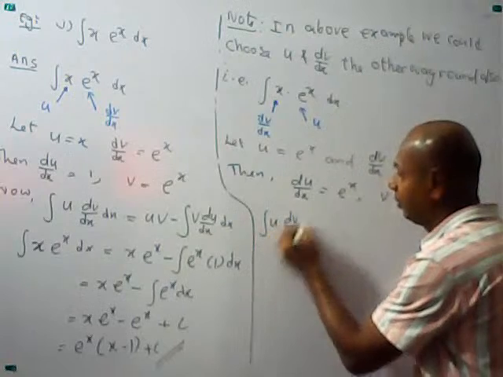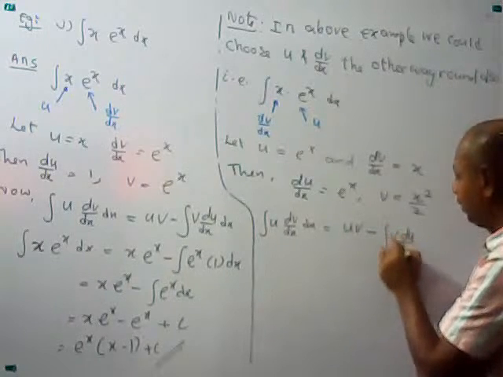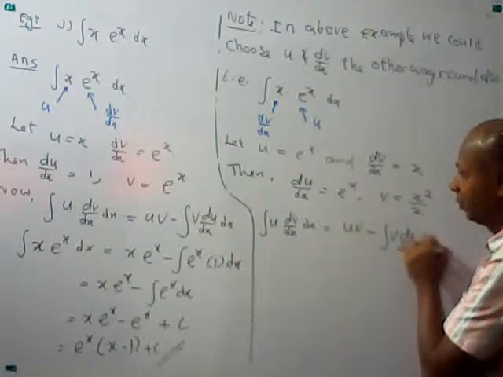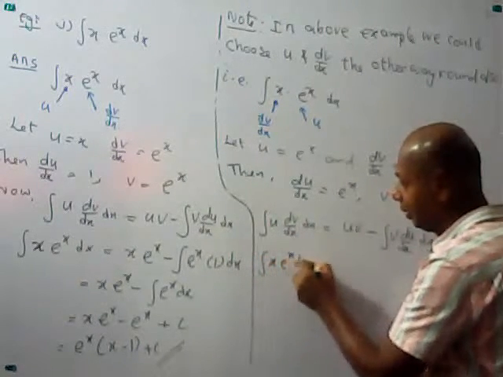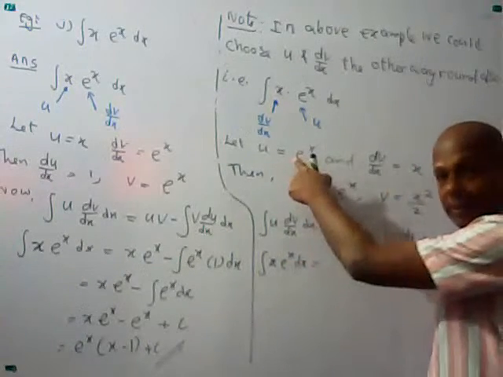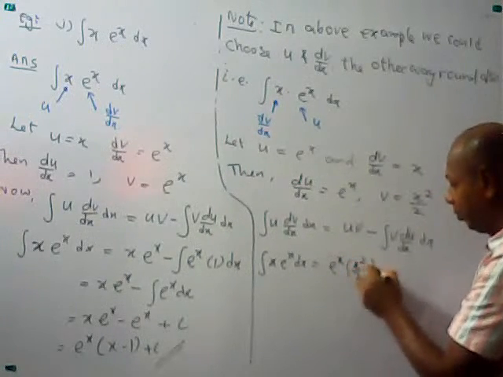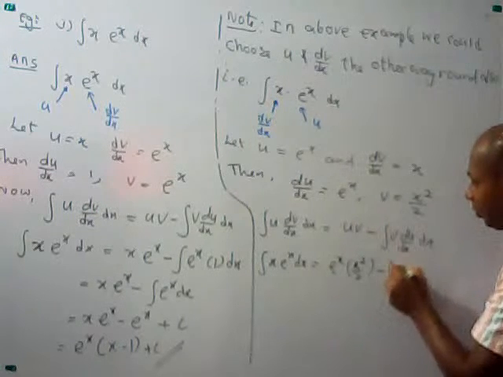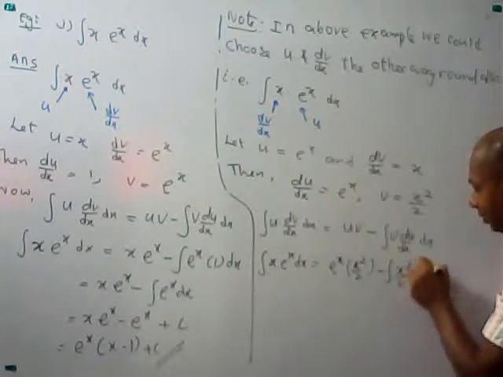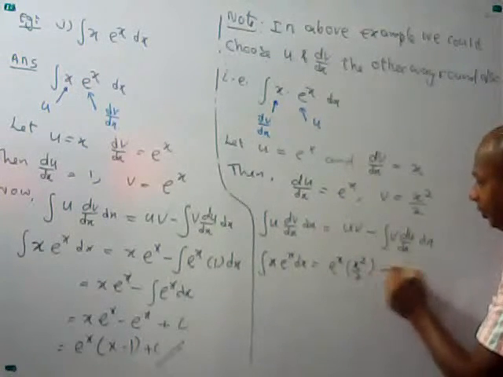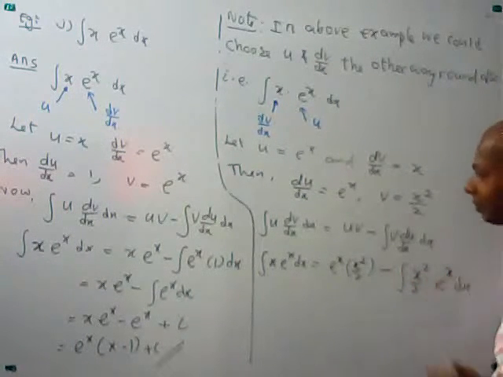The integral of u dv by dx dx equals uv minus the integral of v du by dx dx, right? So the integral of x e^x dx equals uv. u is e^x, v is x squared over 2, minus the integral of v, x squared over 2, times du by dx, which is e^x, dx.